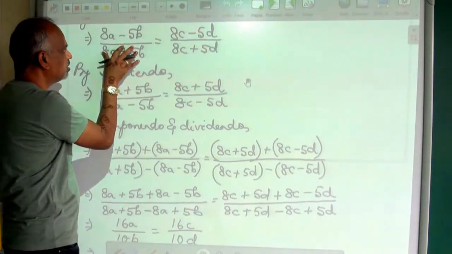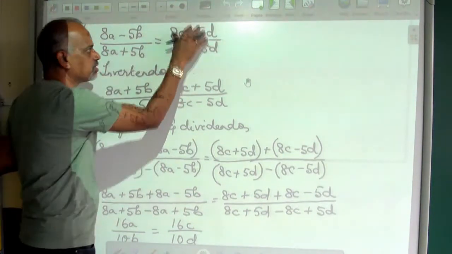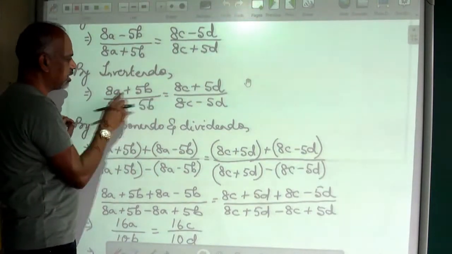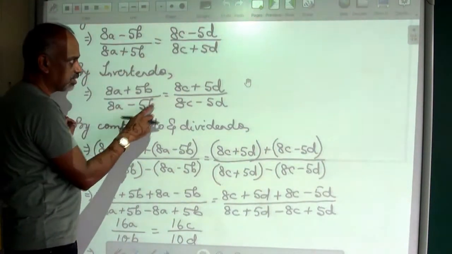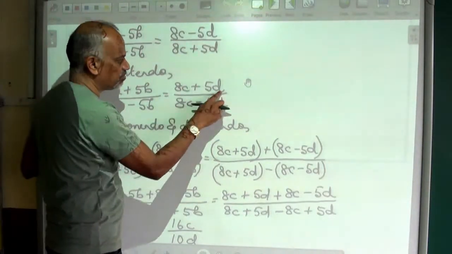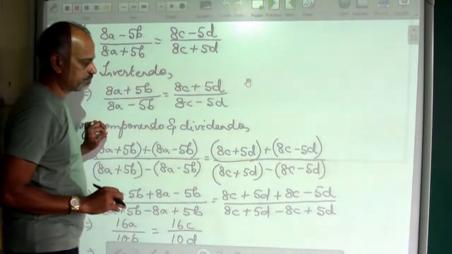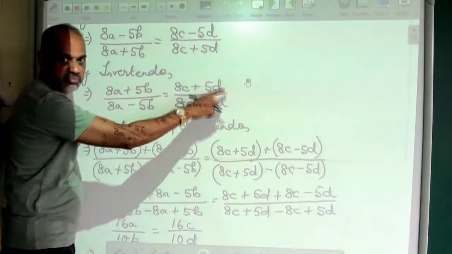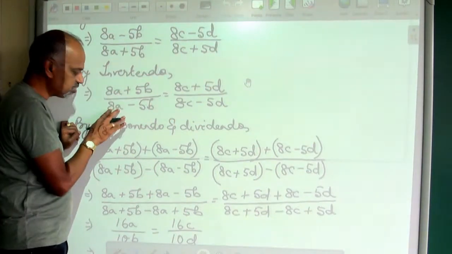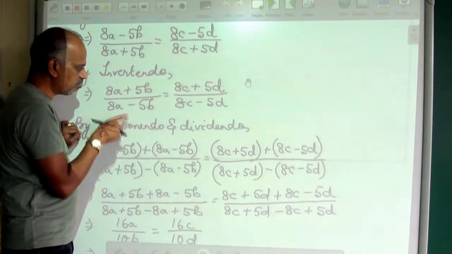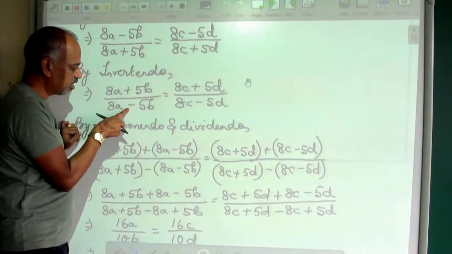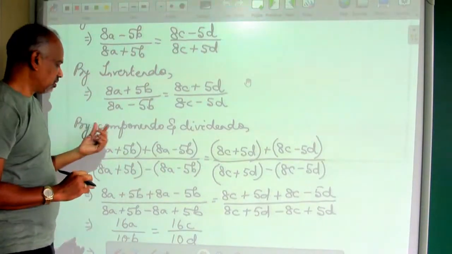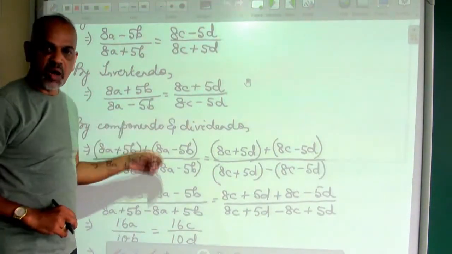By invertendo, this goes up, this comes down. This goes up, this comes down. So by invertendo, this has gone up, that's (8a plus 5b) by (8a minus 5b) is equal to, this has gone up, (8c plus 5d) by (8c minus 5d). Now, this is in the componendo dividendo form, where this term and this term are same, this term and this term are same, numerator is separated by plus sign, denominator is separated by minus sign, and the same on the other side. Okay. So let's use componendo dividendo now.